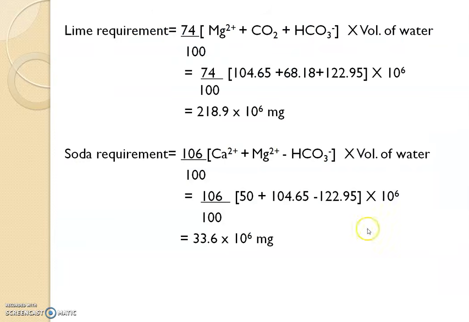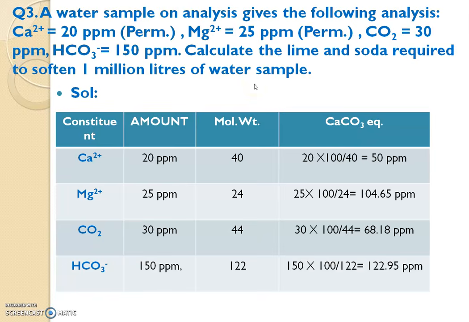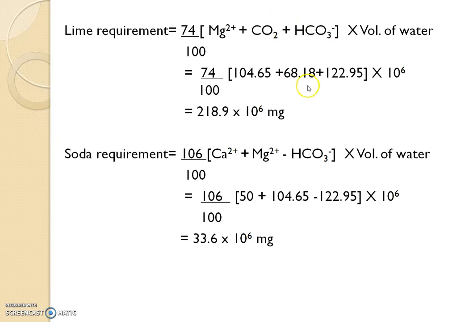Now we will put these values into the lime requirement and soda requirement formula. 74 by 100, magnesium 104.65, CO2 68.18, bicarbonate 122.95, into the volume of water, 1 million, which means 10 to the power 6. So this will give 218.9 into 10 to the power 6 milligram.